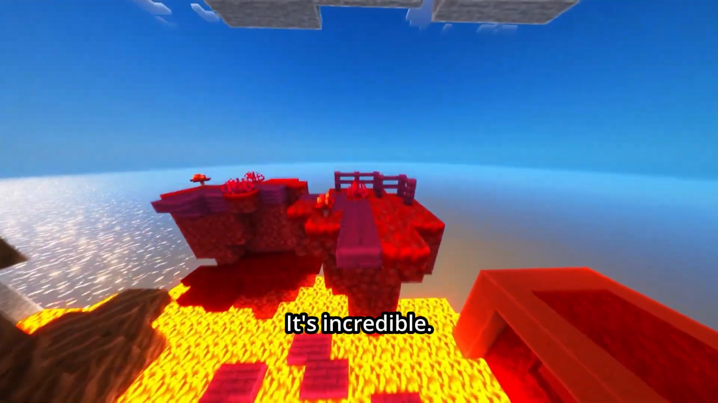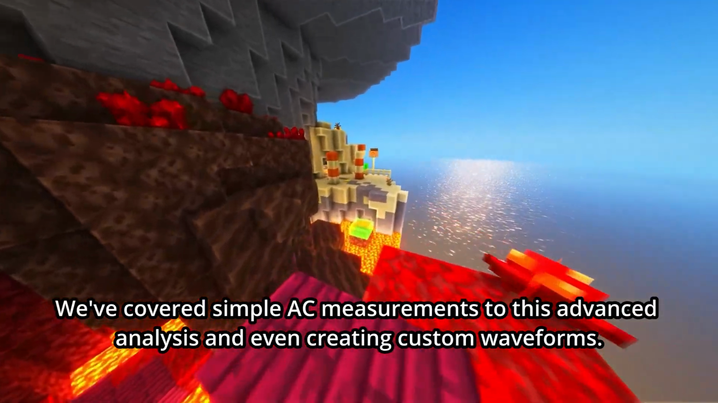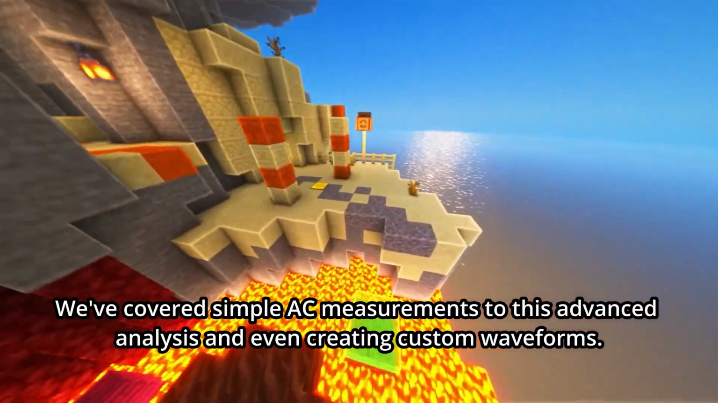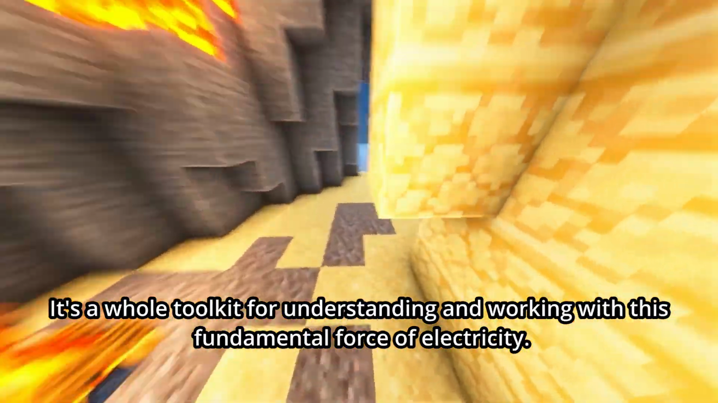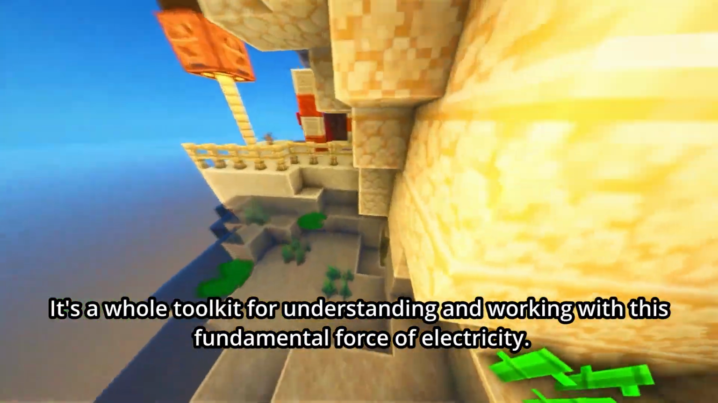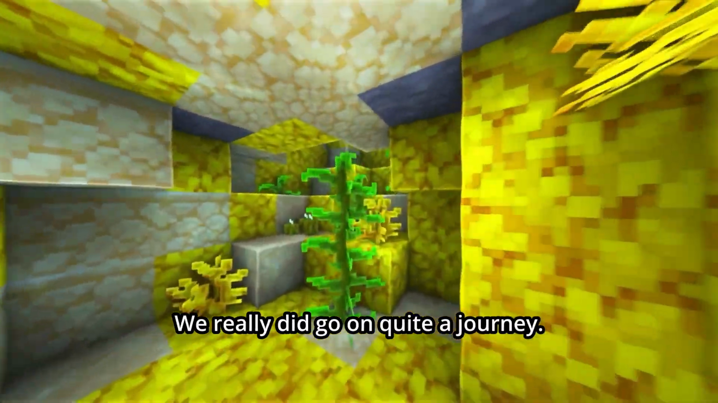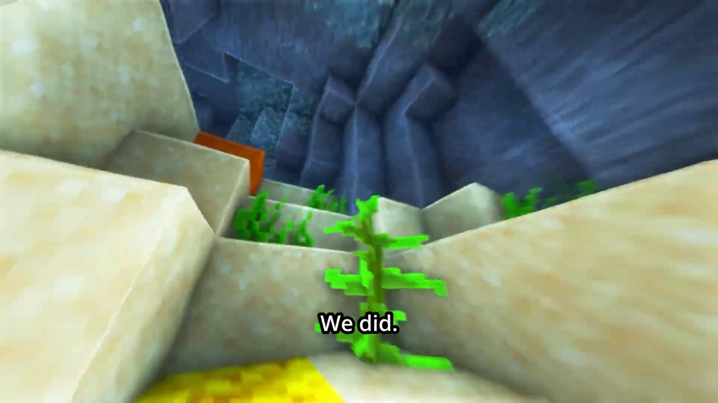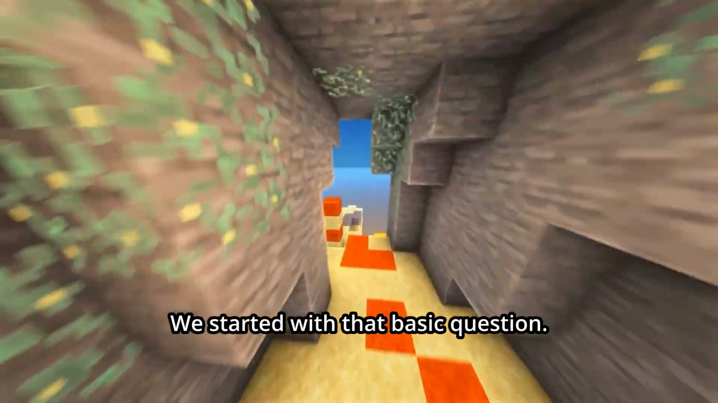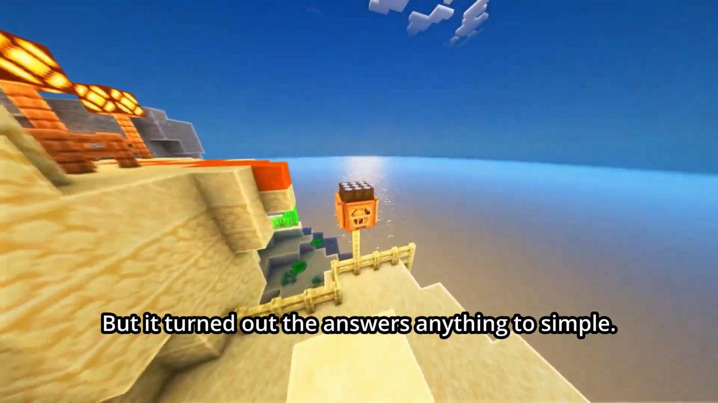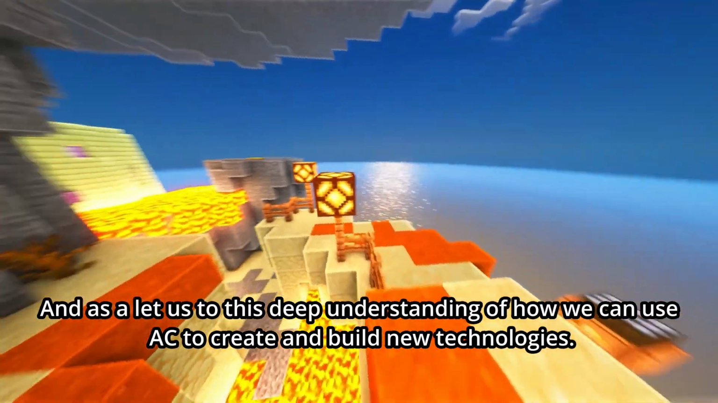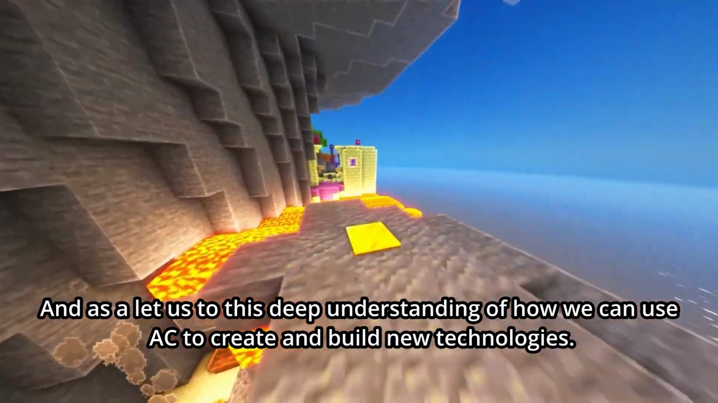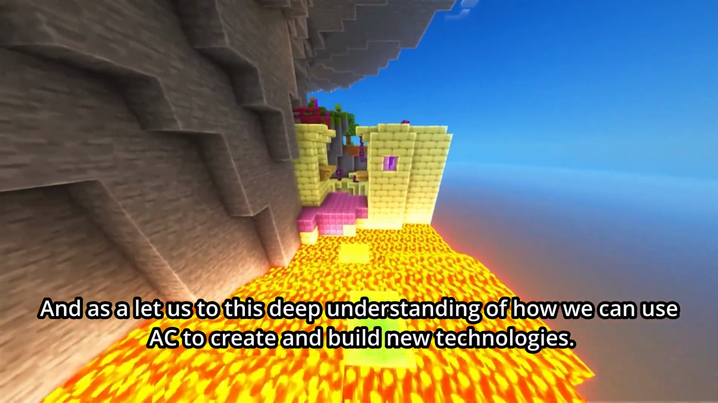It's incredible how much we've covered, from simple AC measurements to this advanced analysis and even creating custom waveforms. It's a whole toolkit for understanding and working with this fundamental force of electricity. We really did go on quite a journey. We started with that basic question, how do we measure AC? But it turned out the answer is anything but simple, and has led us to this deeper understanding of how we can use AC to create and build new technologies.